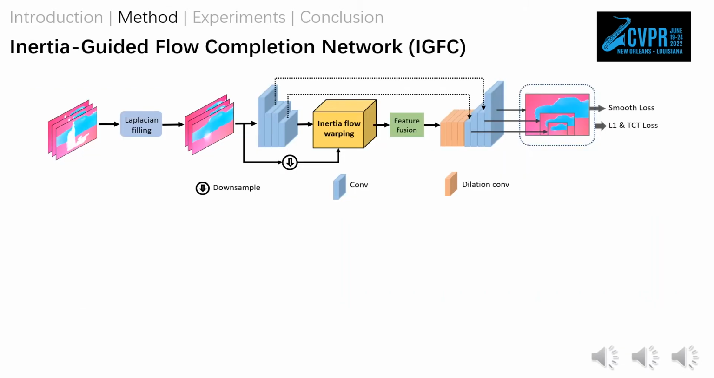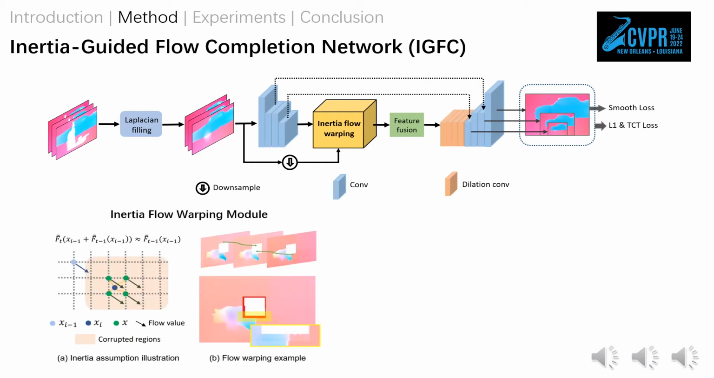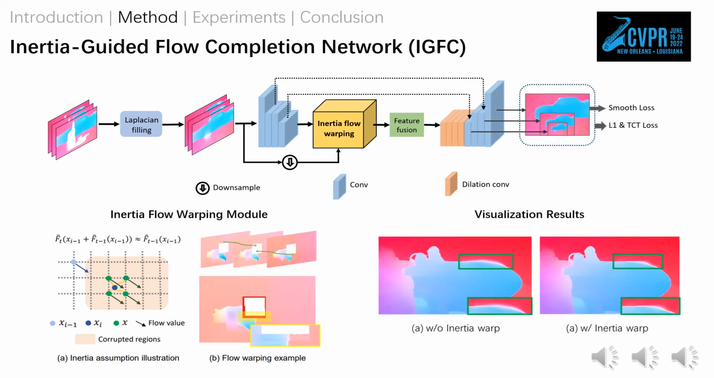We first introduce our designed inertia-guided flow completion network, IGFC. IGFC is a U-Net structure, inserted with an inertia flow warping module. The illustration of the inertia flow warping module is shown at the bottom left corner. The inertia assumption assumes the motion pattern between corresponding points across nearby optical flows is identical. As shown in the bottom right corner, the introduction of the inertia prior helps the network synthesize more accurate motion boundaries.